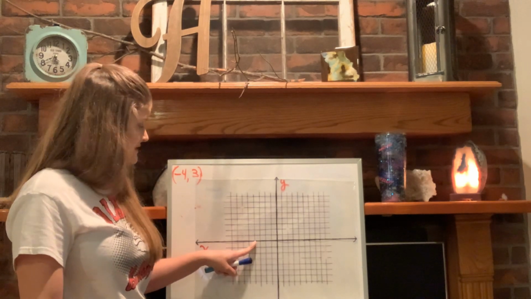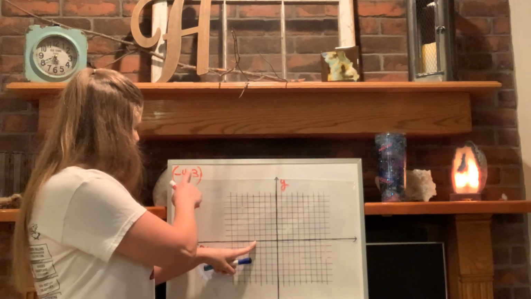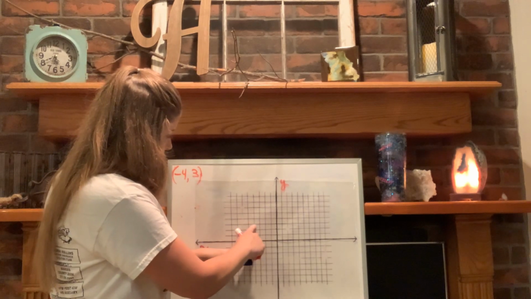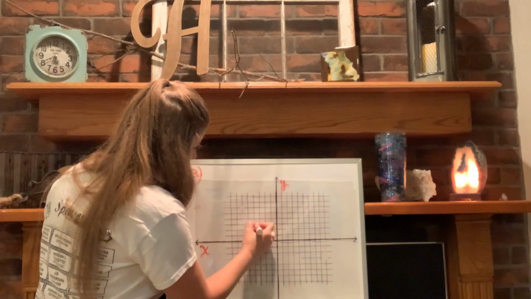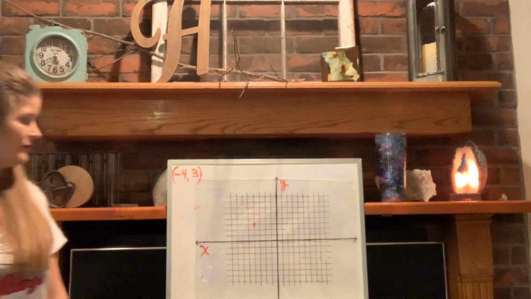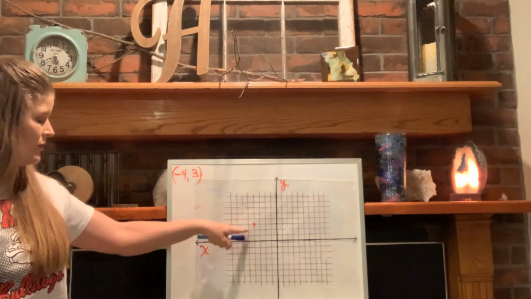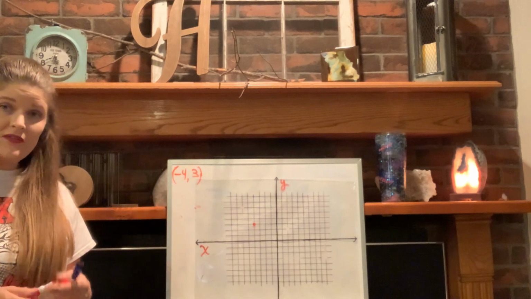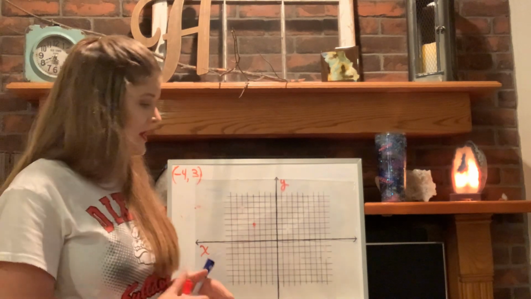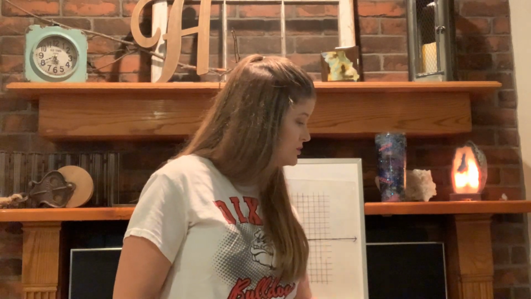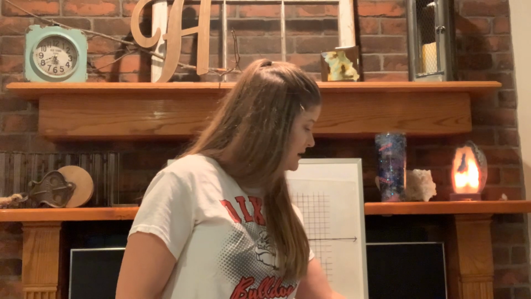Y to the sky. This is a +3, so I have to go up. 1, 2, 3. Right there. This is your dot. This is your point. -4, 3. It's not that hard. Really isn't. Okay? All right, let's see if there's anything else I wanted to mention.